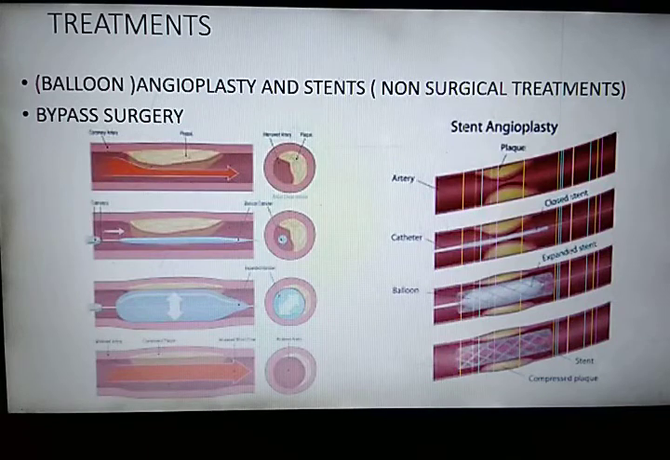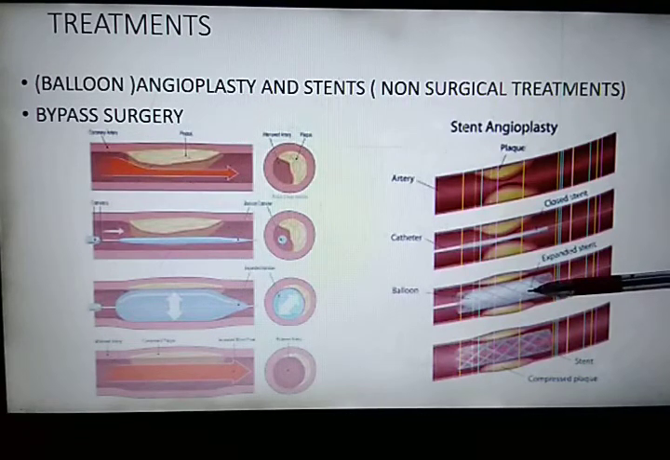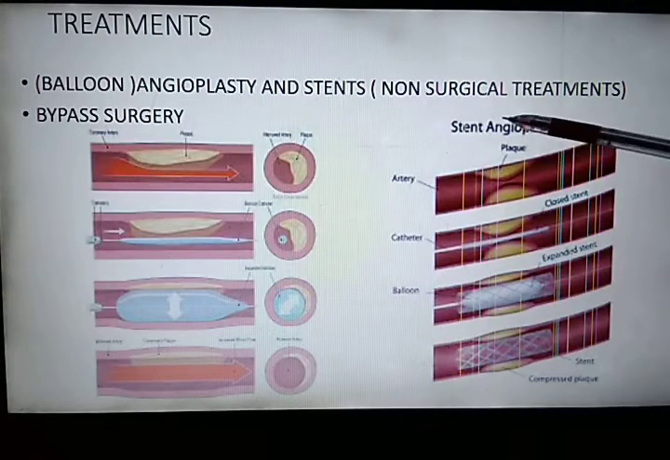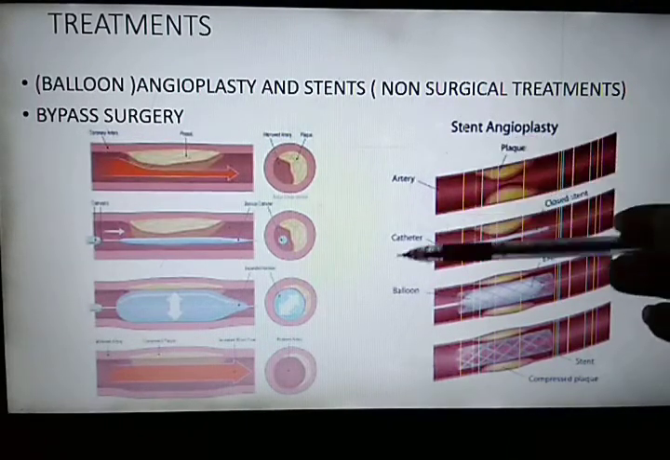It involves use of a wire mesh tube that props open a blood vessel that has just been cleared by angioplasty. The stainless steel tube is first collapsed and then placed on a balloon angioplasty catheter. When this tube reaches the blocked artery, the balloon is inflated, expanding the stent into the position that will hold the artery open. As you can see, this is the stent angioplasty. It is performed along with balloon angioplasty.